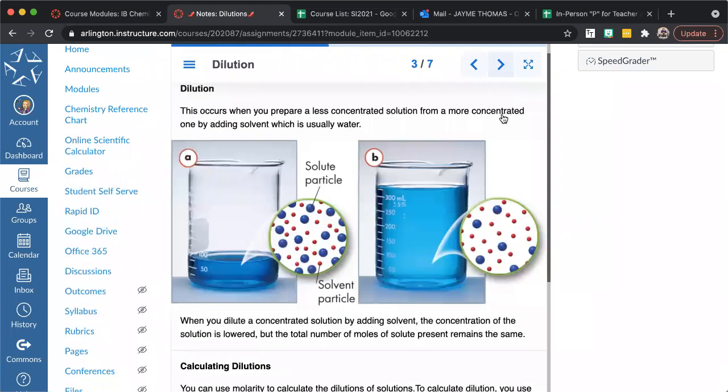But I'm going to move on and look at what happens when you dilute something. Okay, so a dilution means that you're making a less concentrated solution from a more concentrated solution by adding more of the solvent. And as we've talked about previously, for all of our solutions, they're typically aqueous solutions.